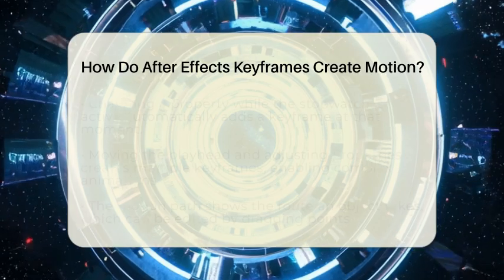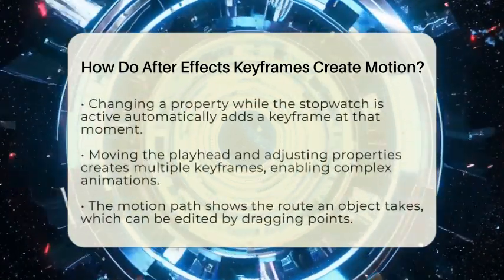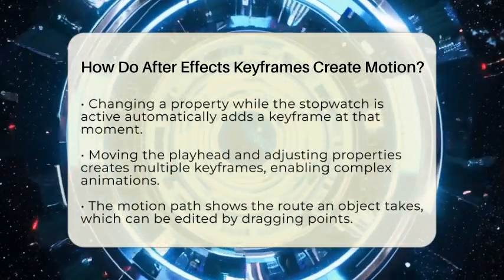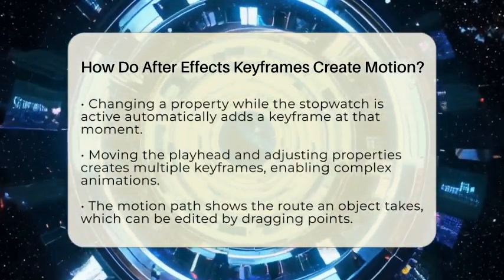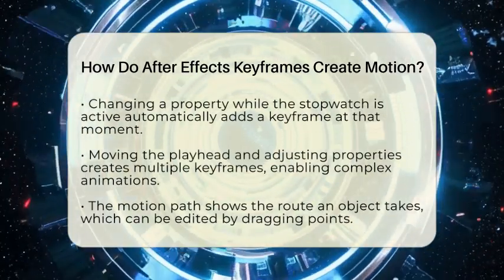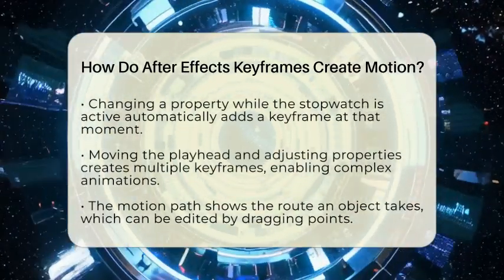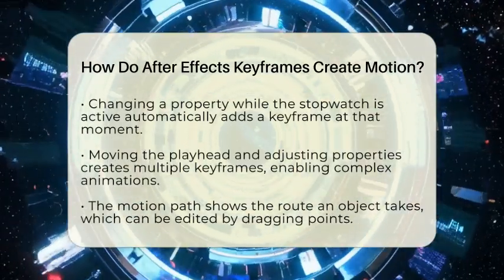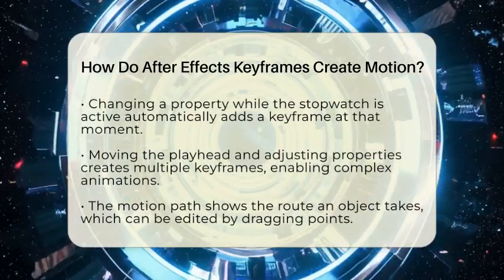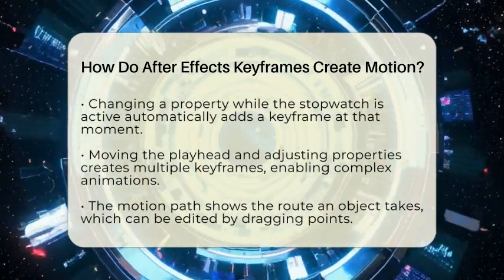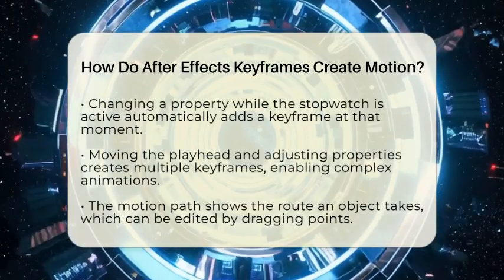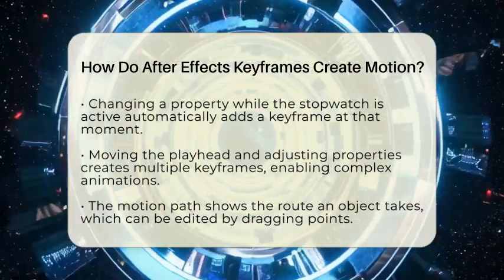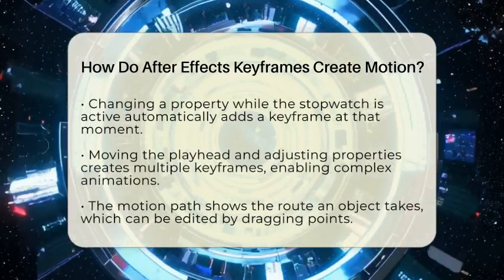To start creating motion, you first activate keyframing for a property like position, scale, or rotation. You do this by clicking the stopwatch icon next to that property in the timeline panel. When the stopwatch is active, any change you make to that property at the current time automatically creates a keyframe. So, if you move the playhead to a new time and change the position of an object, After Effects adds a second keyframe. The software then figures out how to move the object between those two points, making it look like it's sliding across the screen or rotating smoothly.